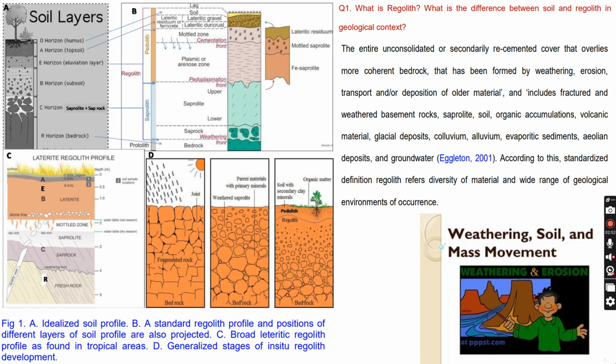time. Regolith, on the other hand, is a broader term, an umbrella term that refers to the layers of loose, fragmented material that covers the bedrock. Unlike soil, regolith may or may not contain organic matter. So soil is a component of regolith. It is primarily composed of broken rock materials and minerals. So weathering, erosion, impacts, volcanic activity, everything is responsible for the development of regolith.